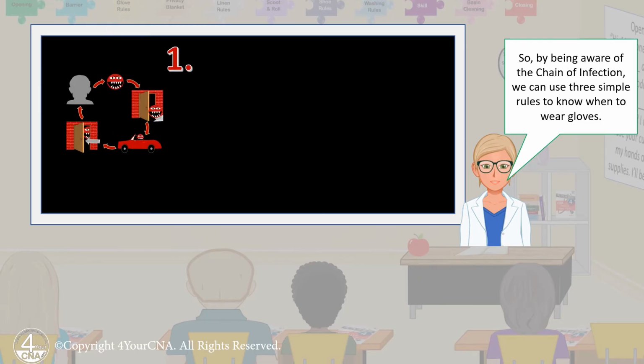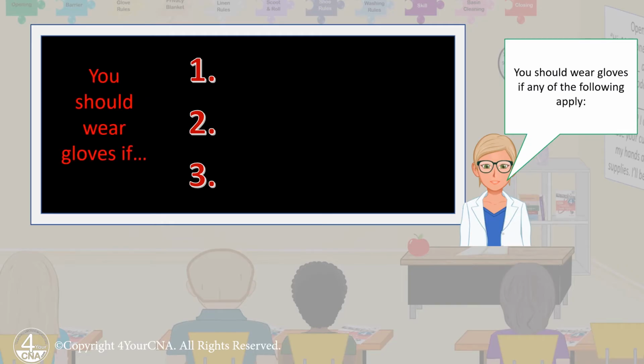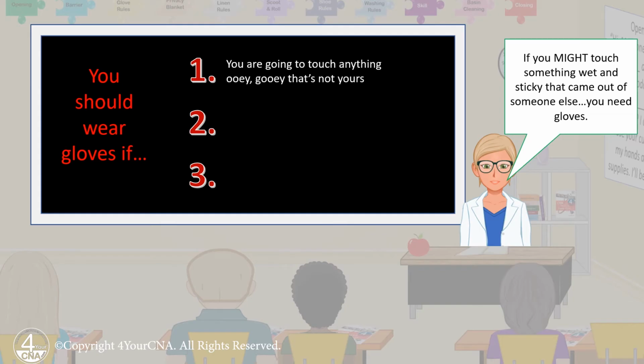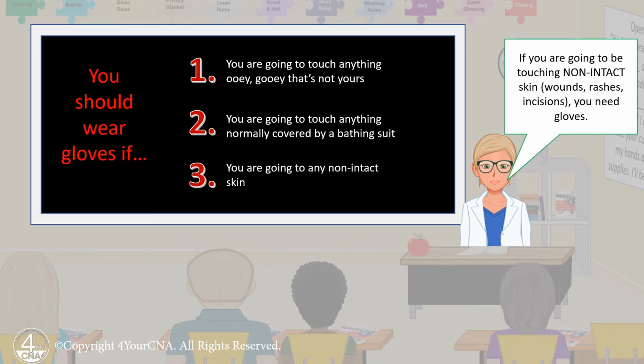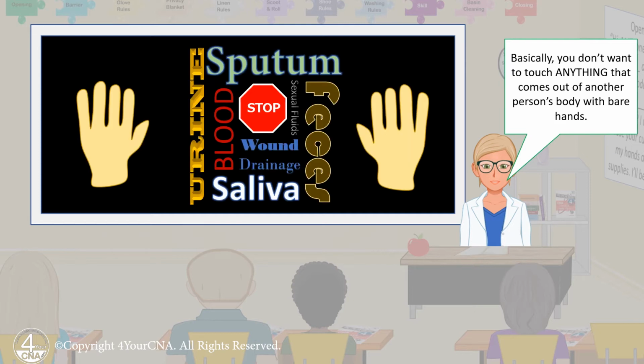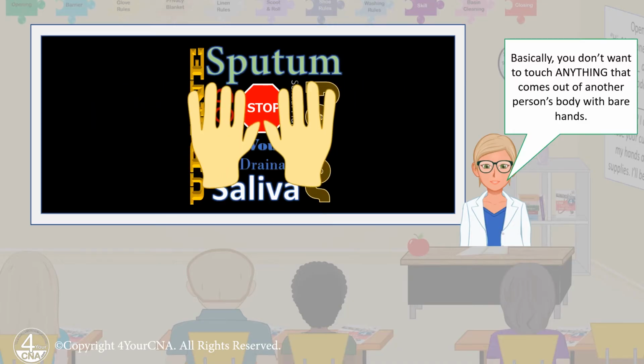So, by being aware of the chain of infection, we can use 3 simple rules to know when to wear gloves. You should wear gloves if any of the following apply. If you might touch something wet and sticky that came out of someone else, you need gloves. If you are going to be touching personal skin, such as the breasts or genitals, you need gloves. If you are going to be touching non-intact skin, such as wounds, rashes, or incisions, you need gloves. Basically, you don't want to touch anything that comes out of another person's body with bare hands.